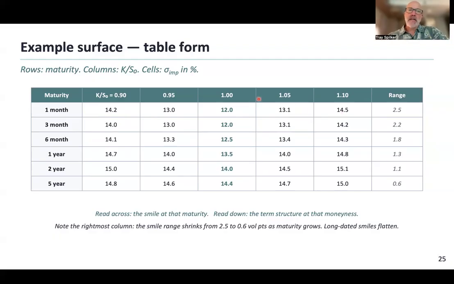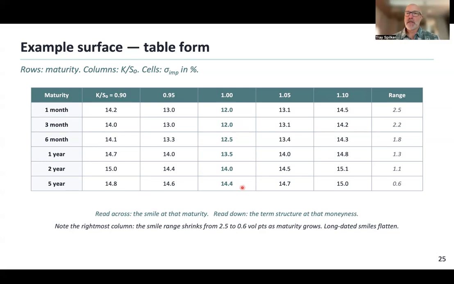Then when we read down any one of these columns, we'll see the term structure. And we'll see here, if we're just looking at the at the money option, it's implied volatility of 12, which is on the lower end, and then it increases largely monotonically out until you get to year 5 up to 14.4, right? This is representing contango, right? Because it's downward sloping towards maturity. Okay.